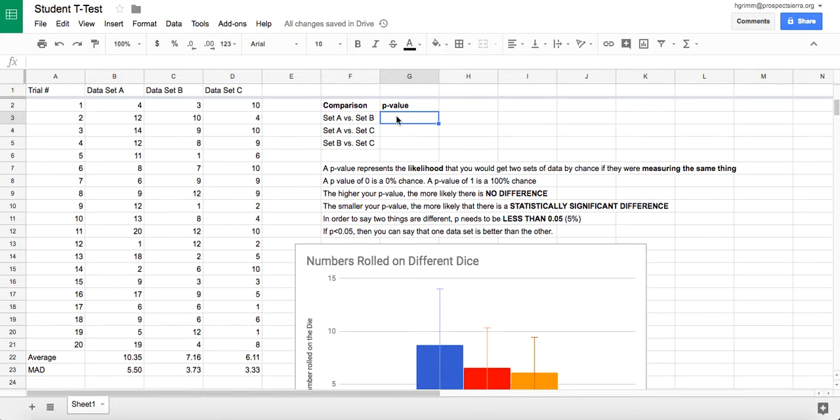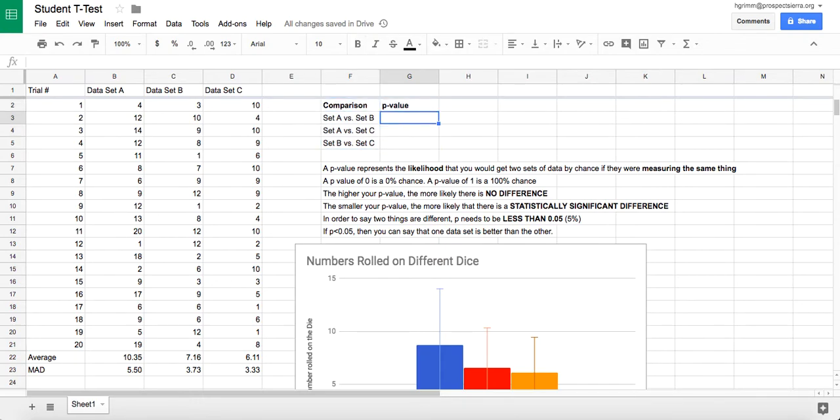So if I want to compare set A with set B, you'll notice I've set up a little table here so that I can keep track of what I've compared and what my numbers are. And remember, at the end we get a p-value. We're looking at that p-value to see if it's less than 0.05, in which case I can say they're different, or if it's more than 0.05, in which case I can't say that they're different.